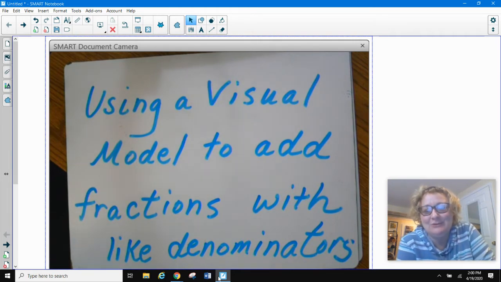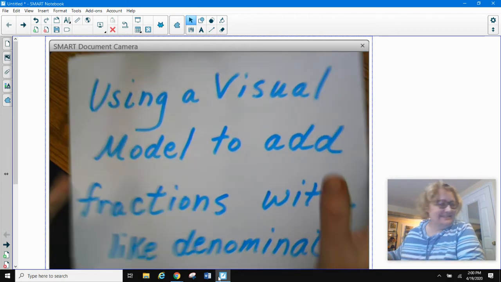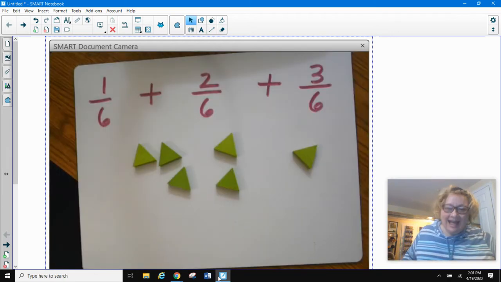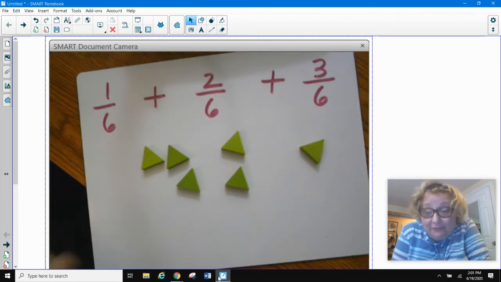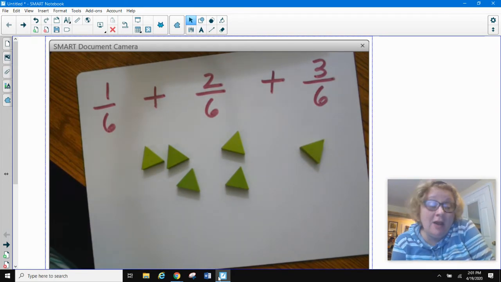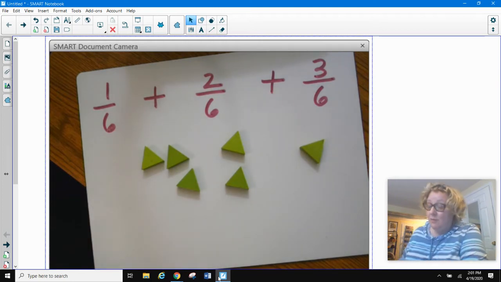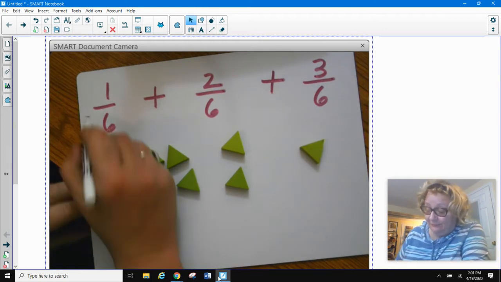Today we are going to look at using a visual model to add fractions with like denominators. Like denominators. Why is that so important? Well, it's everything. And I'm going to tell you what, kids, when you're looking at fractions, please, please, please always look at the denominator first.